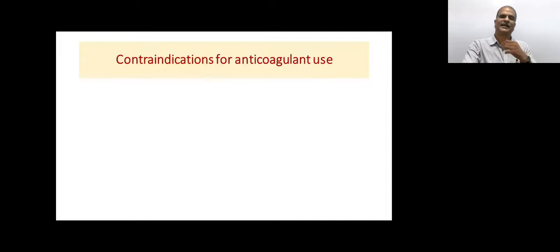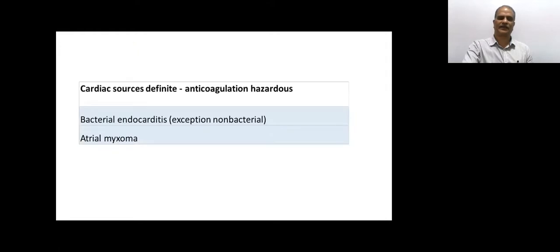Before we start, we should know where you cannot give anticoagulants in a patient with stroke or TIA. There are two absolute contraindications. One is bacterial endocarditis, where you should not give because it will predispose to bleed. And the second absolute contraindication is atrial myxoma, which can rarely cause strokes. There also you cannot give. The treatment here is surgery.